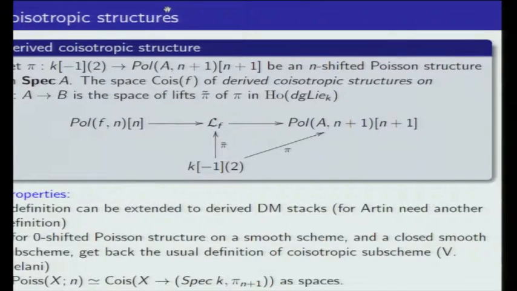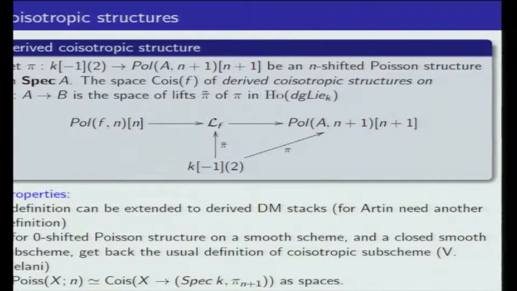Then a derived coisotropic structure. If you remember, you have a map from A to B. Then π, by definition, is a Poisson structure, a shifted Poisson structure on A. A coisotropic structure is a lift of this π to a map from K[-1] in weight 2 to this L_F, which is the L-infinity algebra we defined before. And the space of lifts is the space of coisotropic structures on the map F.